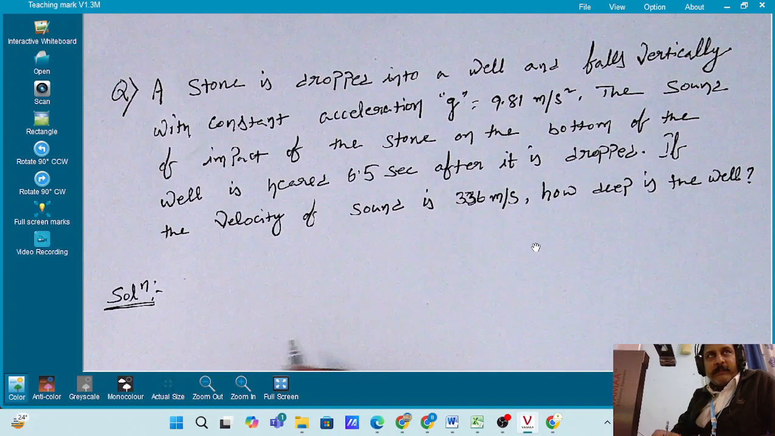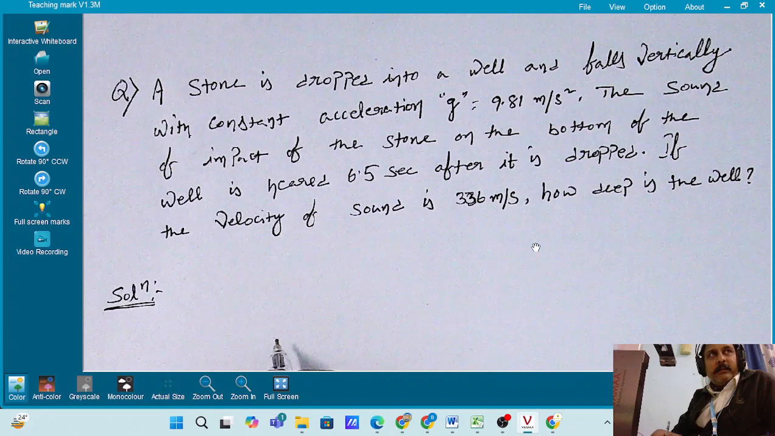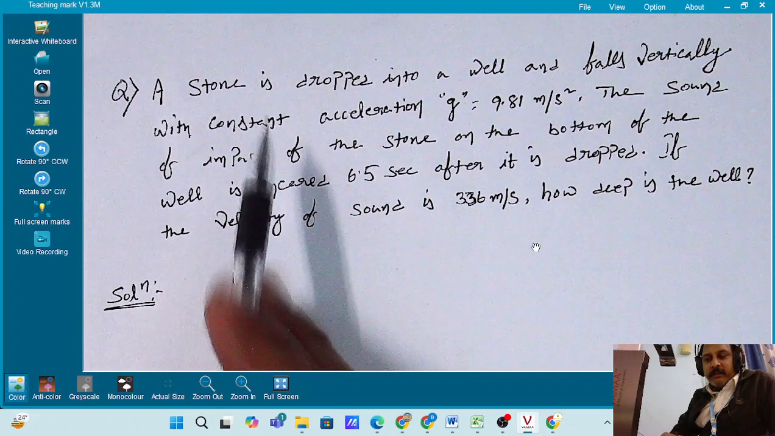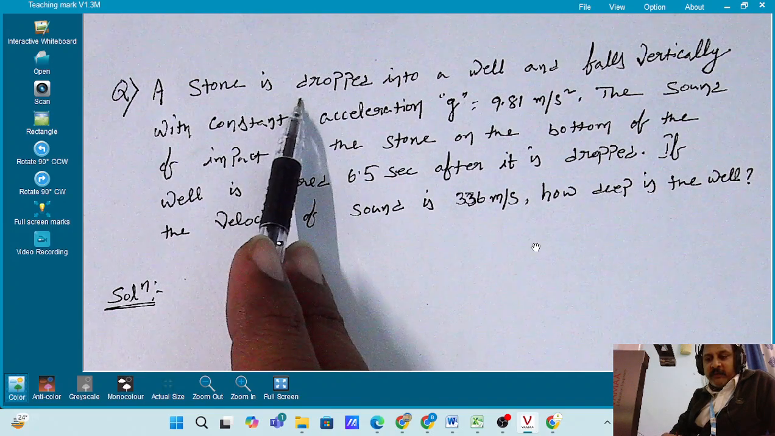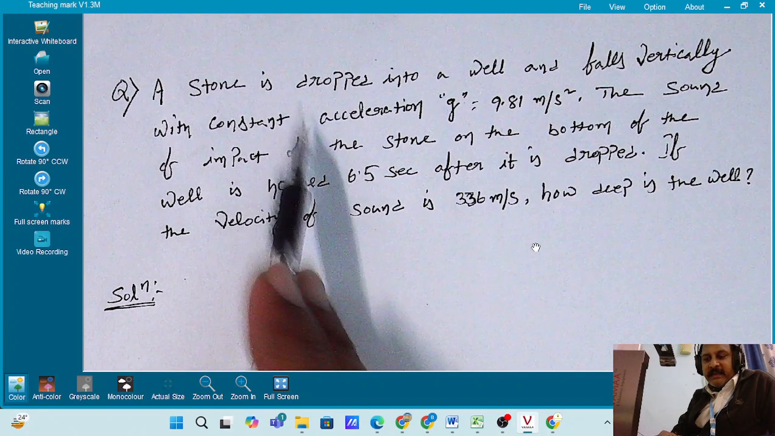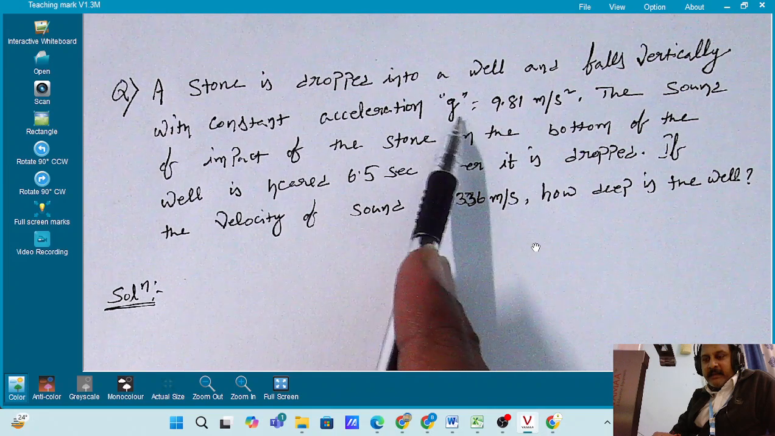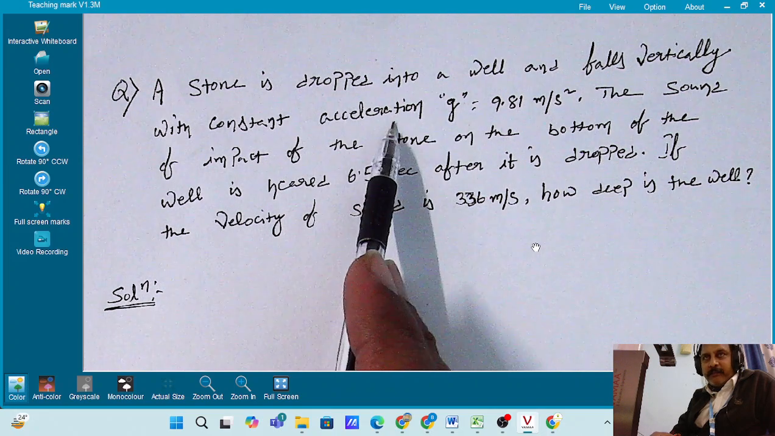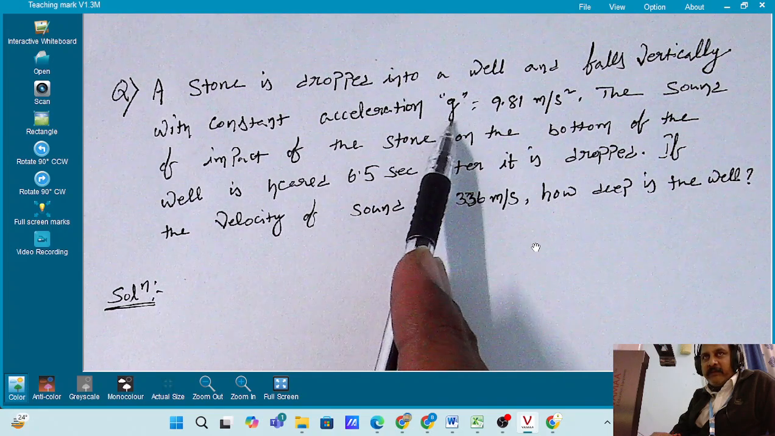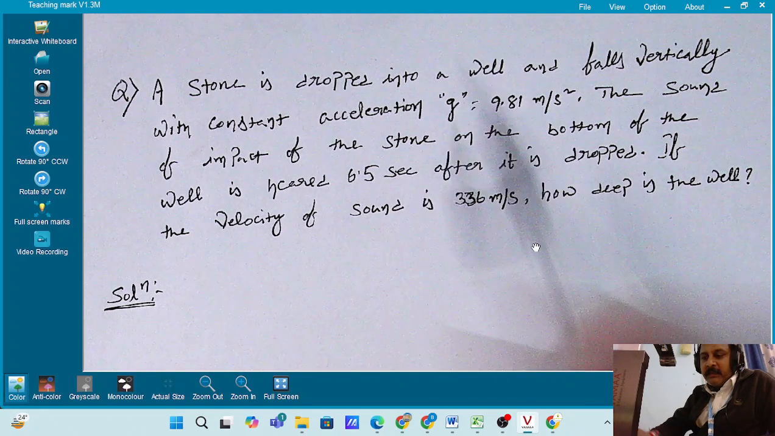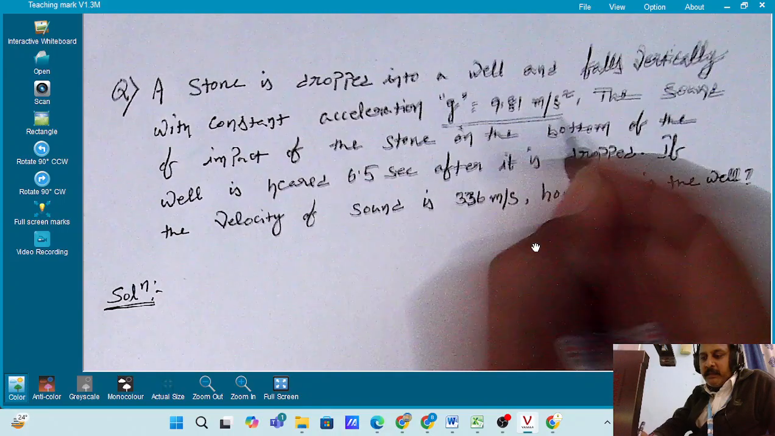Hello students, today we are going to discuss a kinematics problem. A stone is dropped into a well and falls vertically with constant acceleration, where the acceleration is constant and we are taking it as the value of acceleration due to gravity, that is 9.81 meters per second squared.